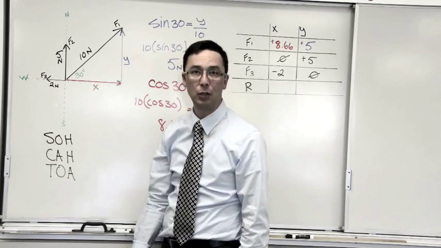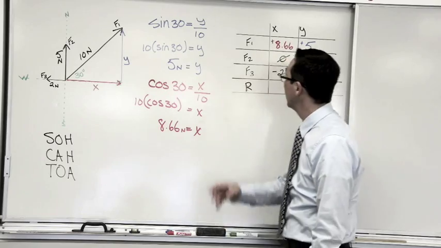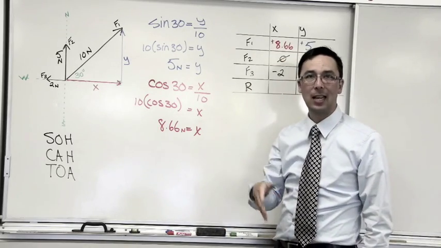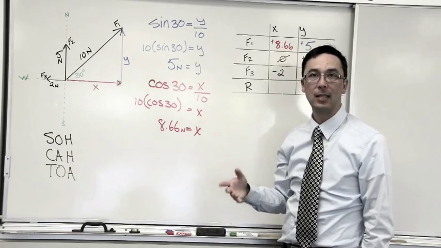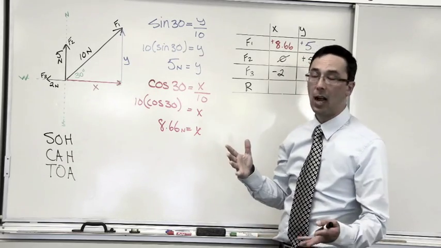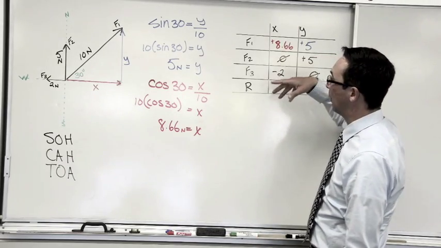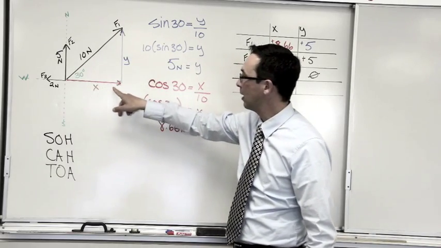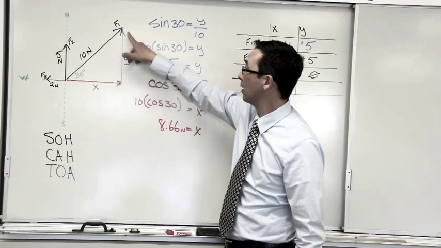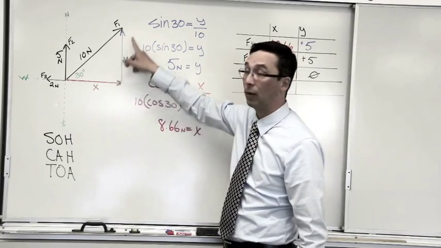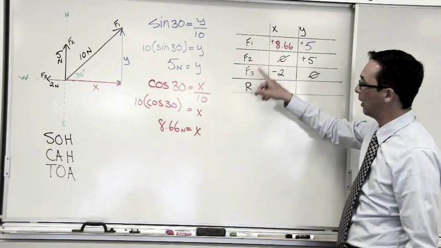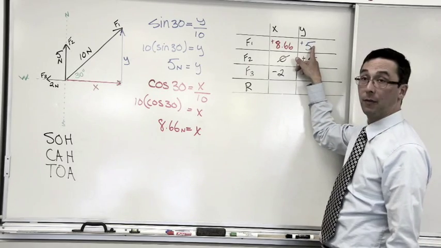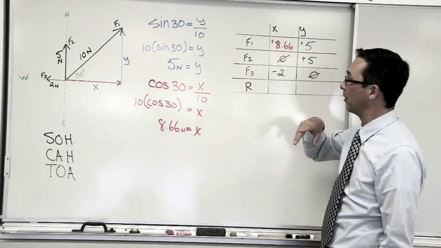One of the ways I choose to add these forces, to help me organize things, is to place them in a table. I'm going to add the x and the y components separately. You can see here for F1, there's a positive x and a positive y, because those are positive directions. For x, it's 8.66, positive. And for the y, it's 5, positive.